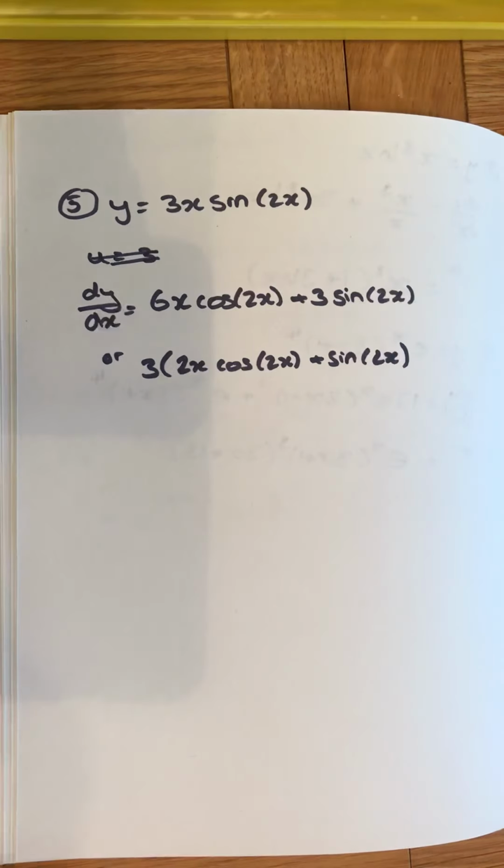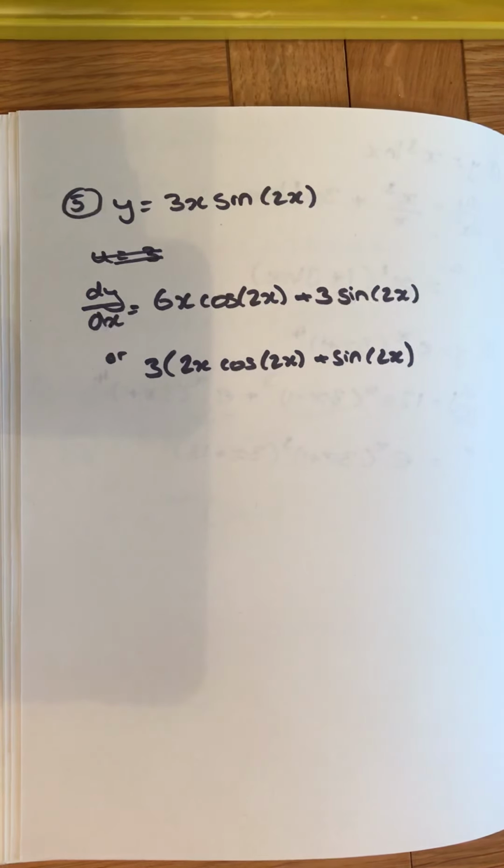And then finally, there's question number 5. So that's the product rule. Fair bit of chain rule going on in there as well, so it's getting ever more complicated.